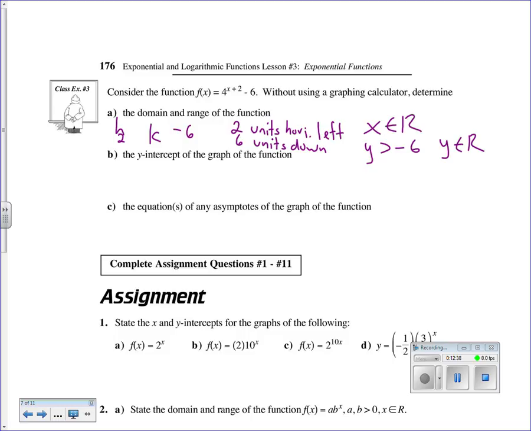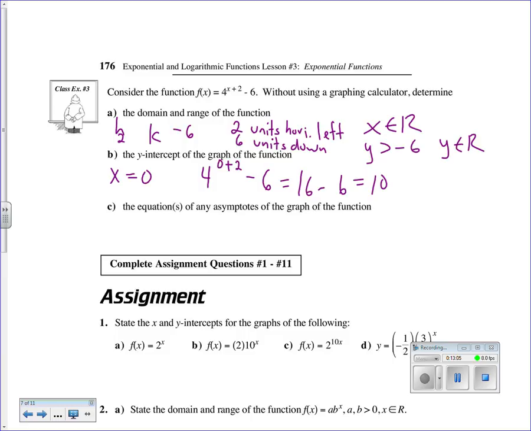The y-intercept of the function, where do you get y-intercept from? You have to figure it out. Y-intercept occurs when x equals 0. Well, let's figure that out. 4 times 0 plus 2 minus 6. That's 16 minus 6, which is 10. I couldn't read that off very easily.